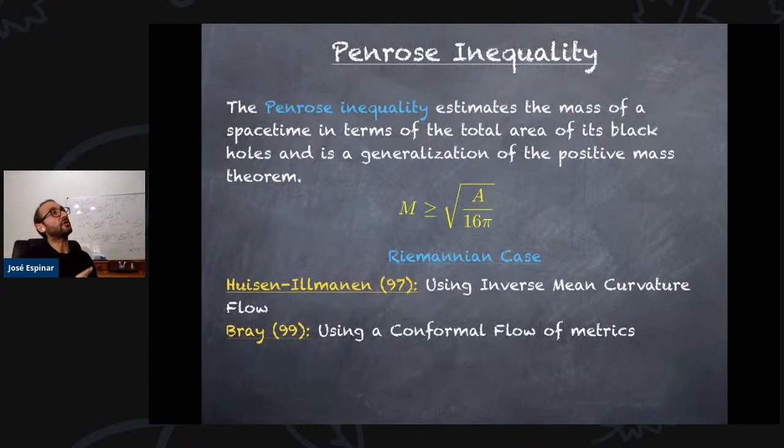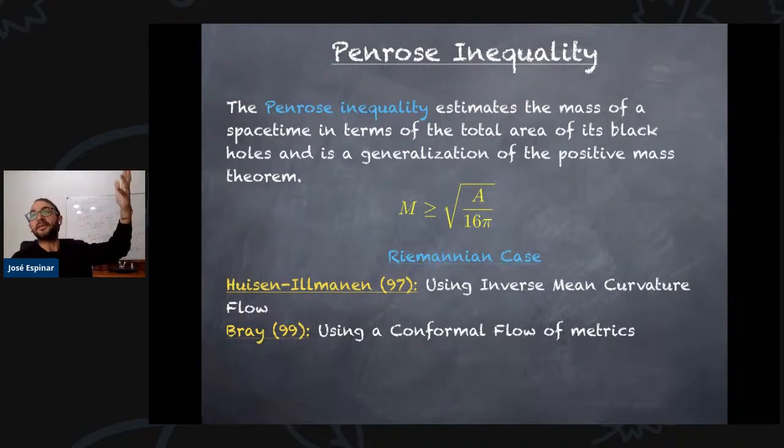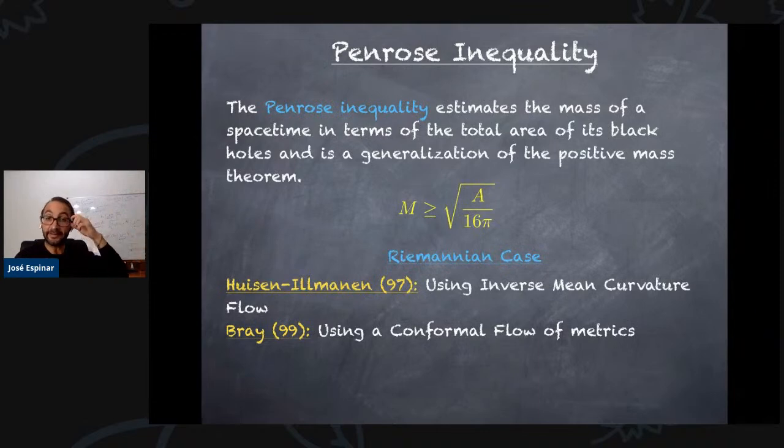Another interesting thing about the mass is the Penrose inequality. Penrose says, okay, you have a space-time with some mass, but imagine that you have a black hole. Then the mass has to be bigger than some quantity that depends on the black hole. That quantity is the square root of the area over 16 pi. So the Penrose inequality says that if you have a black hole with some area, the ADM mass, the total mass of the universe, is going to be bigger or equal than that quantity. It was proven by Huisken and Ilmanen using inverse mean curvature flow, and by Bray using a conformal flow of metrics.